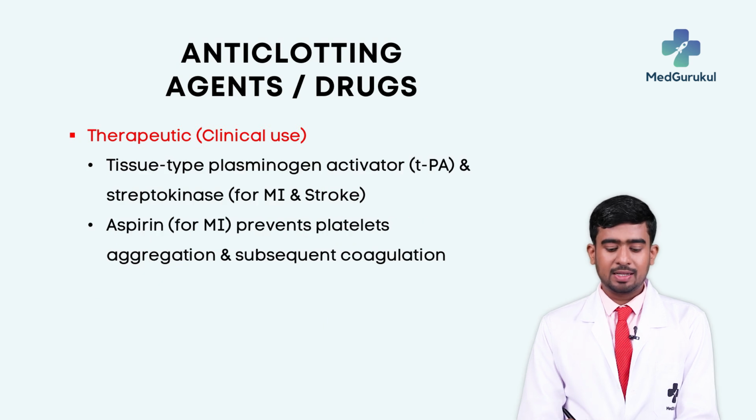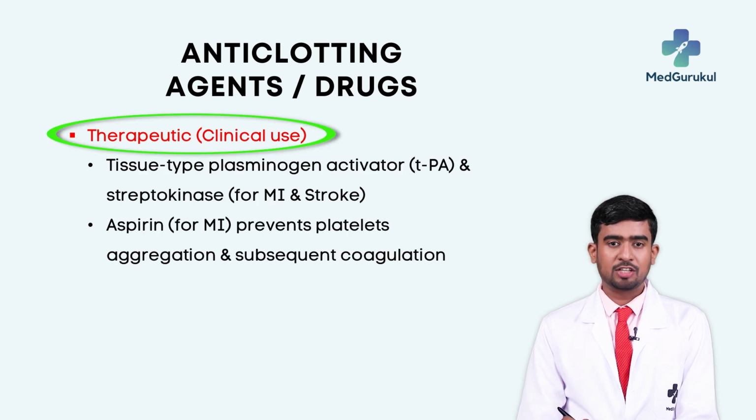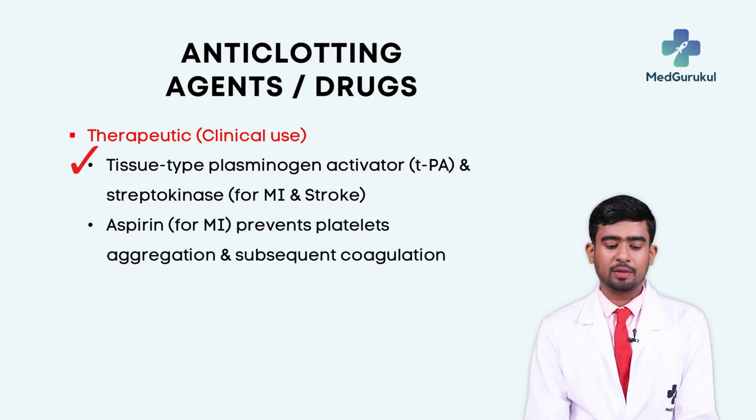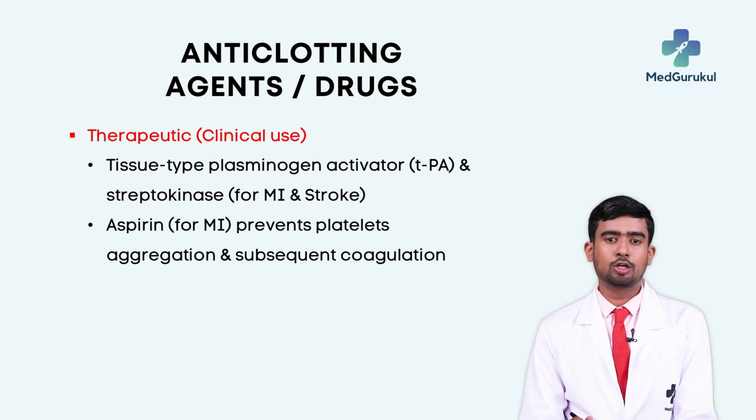As the continuation, we will see further examples of therapeutic agents, that is therapeutic anticoagulants. They are tissue type plasminogen activator and streptokinase, which is used in acute ischemia of the ventricles or heart, that is in myocardial infarction, as well as it is therapeutically used in stroke patients. And we have aspirin, which is a drug used to prevent the activity of platelets, that also can be used as a prophylaxis to prevent the formation of clot in patients having high risk of cardiac diseases.